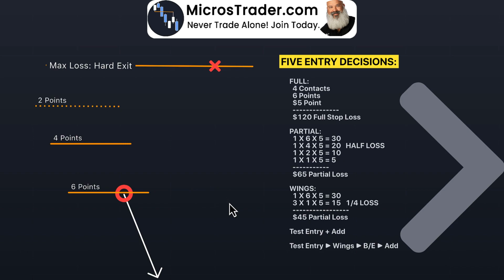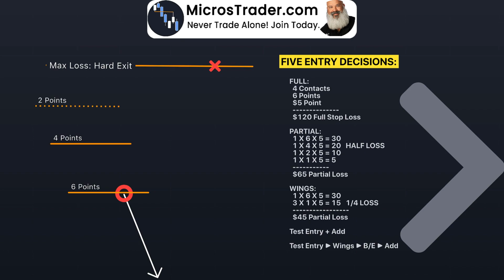Or you could decide, hey, I'm going to use the 4 contracts, but I'm going to dial down my entries. In other words, I'm going to put 1 at the 6 points, 1 at the 4 points, 1 at the 2 points, and 1 at the 1 point. Now, if price rips all the way through the levels and hits this, I sustained half loss. Because 1 was at 6, 1 was at 4, 1 was at 2, and 1 was at 1. Okay? That's pretty nice. I could take half a loss.